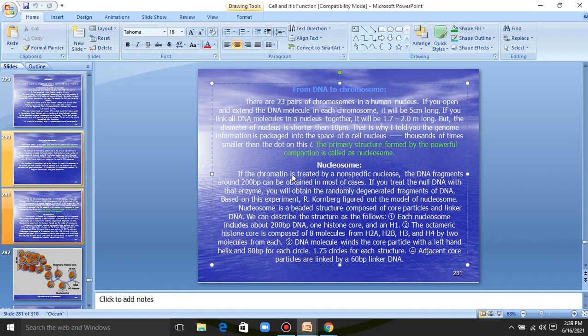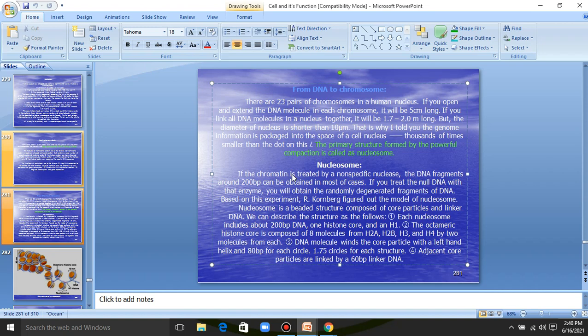Now, to this histone protein, the DNA molecule binds the core particle. The DNA binds the core particle in a left-handed helix, not right-handed, but anti-clockwise, left-handed helix. It requires 80 base pairs for each circle.